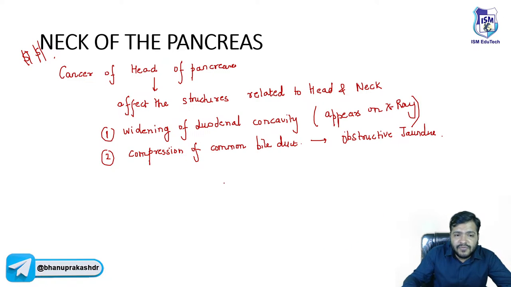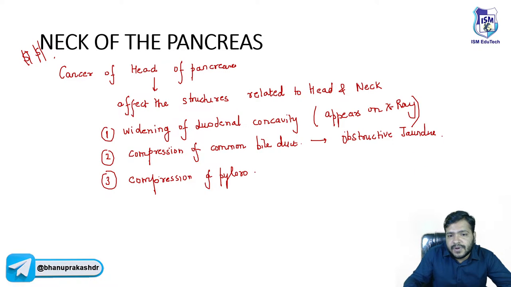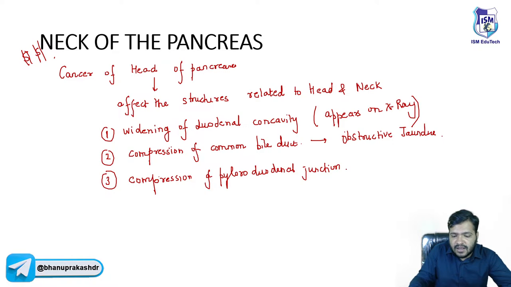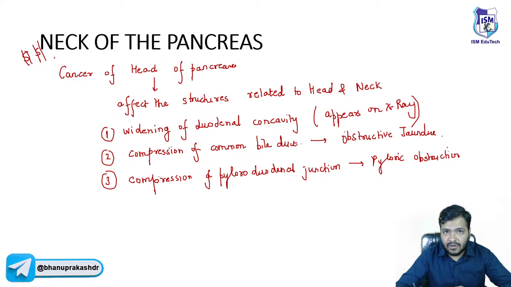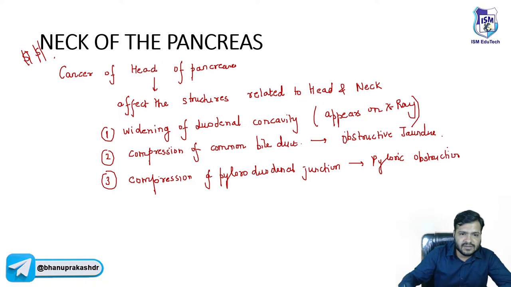Now you already know we have the pylorus of the stomach in anterior relation beta. So there will be compression of the pyloro-duodenal junction. And remember beta, if there is compression, it will lead to pyloric obstruction, because it is passing in front of the neck of the pancreas. If there is cancer over there, this junction will get obstructed. Narrowing, constriction will be there.